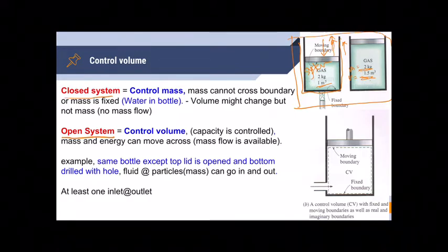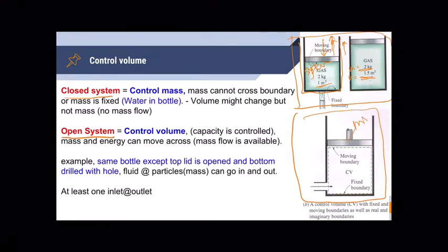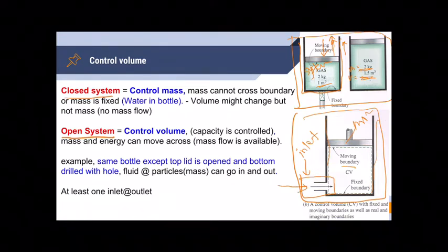Another system that are famously used in experiment or any machine that available is the open system or control volume. In this control volume, the mass is no longer fixed. The mass and energy can cross across the system. If you look at this diagram, an example of the system of control volume, it's almost the same like closed system or control mass with the moving boundary, and then with the fixed boundary. However, you will see there is something new here. This is inlet, where we can insert mass, for example like gas. So we can insert mass of gas into the system. So for the water bottle in the closed system or control mass, the water just stay there.